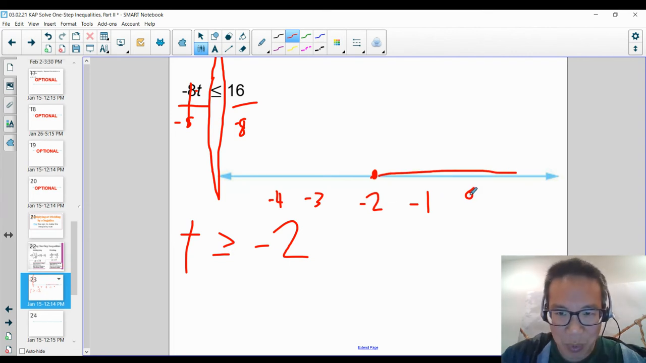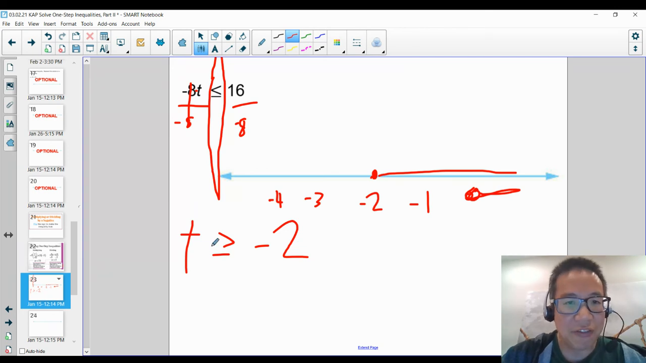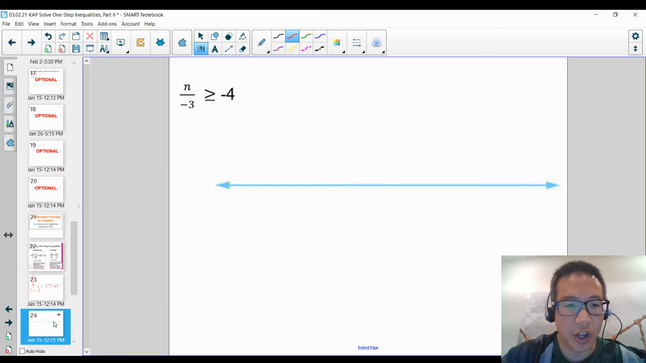So let's pick a test point. Let's pick 0 as a test point. Negative 8 times 0 is 0. Is 0 less than or equal to 16? Yes, it is. So that's why I need to flip the sign. If I had not flipped it, this inequality would have been false.